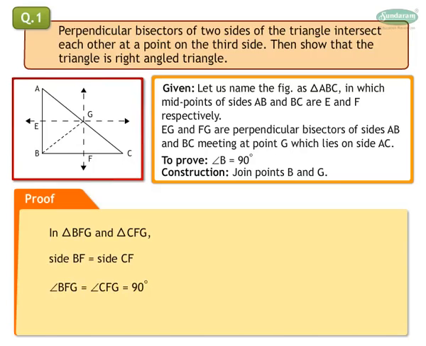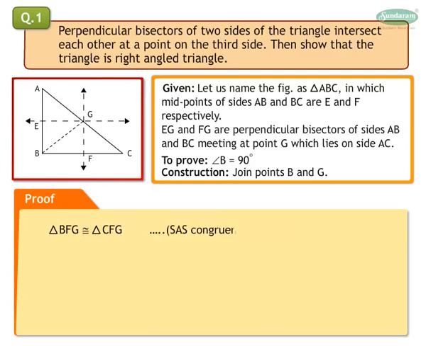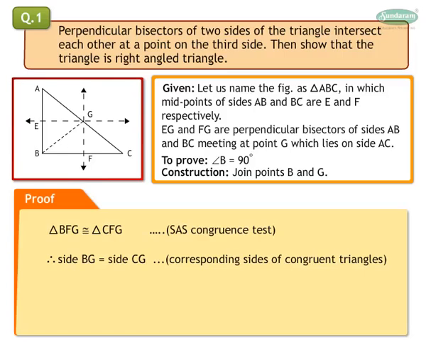Angle BFG is equal to angle CFG is equal to 90 degrees. Side FG is common. So, by SAS congruence test, triangle BFG is congruent to triangle CFG. So, side BG is equal to side CG, since they are corresponding sides of congruent triangles. So, triangle BCG is an isosceles triangle.